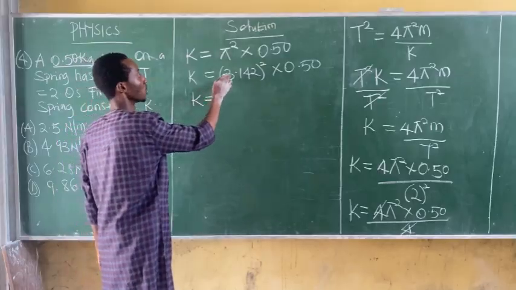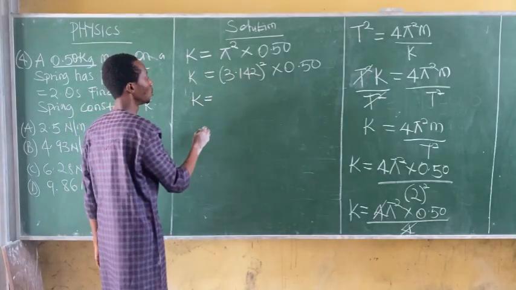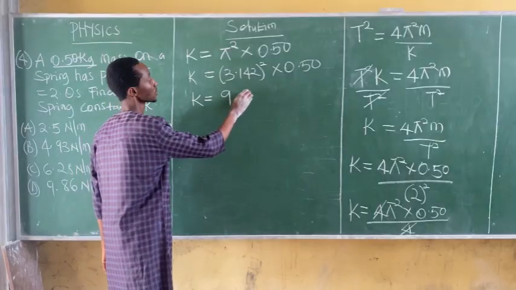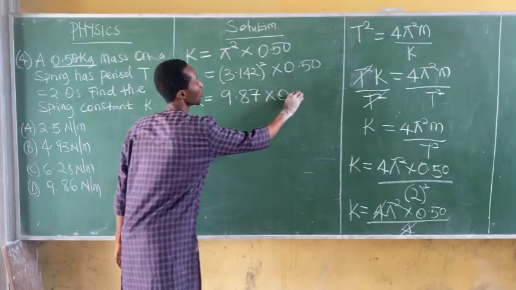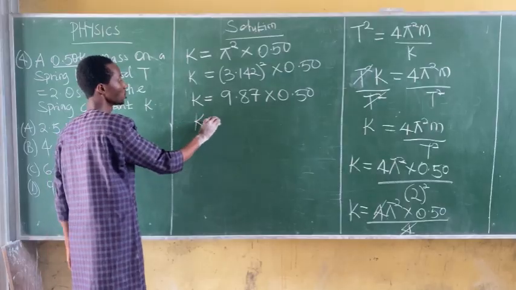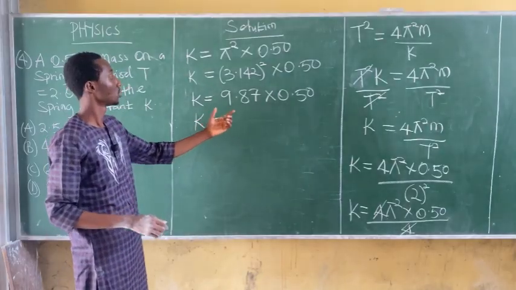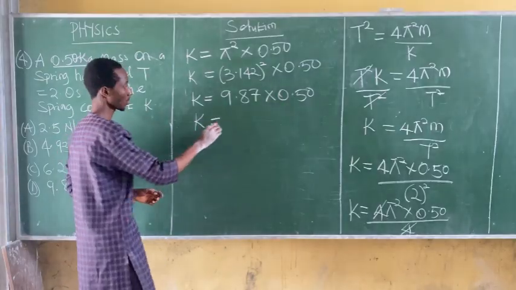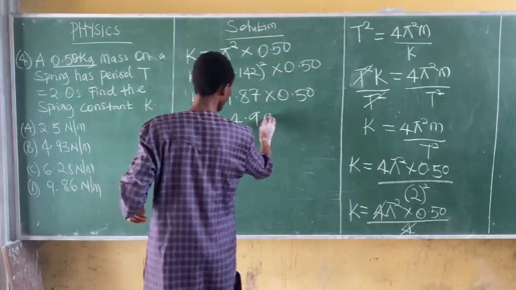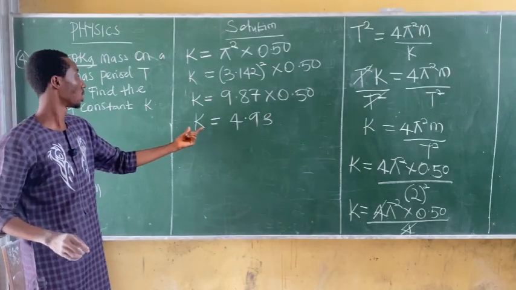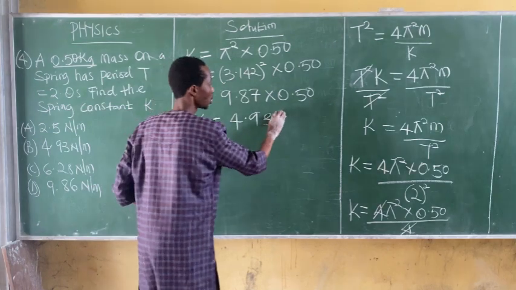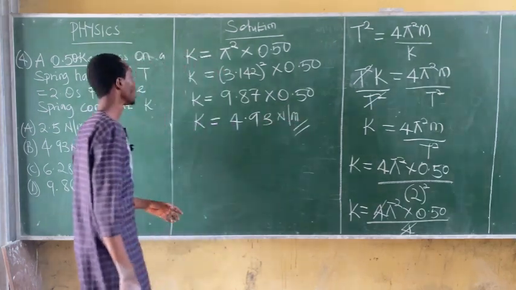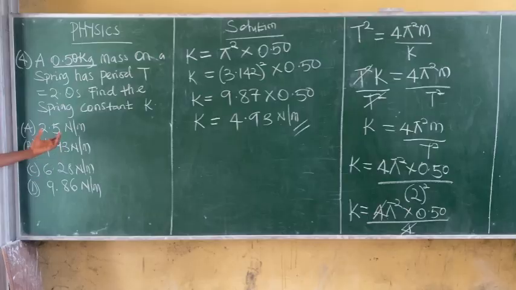K is equal to 3.142 squared, which will give us 9.87, times 0.50. K, which is the spring constant, is equal to 9.87 times 0.50. It will give us 4.93. Don't forget the unit for spring constant is Newton per meter. This is our final answer. Let's come to the options to pick the correct option. From the options here, the correct option is option B with 4.93 Newton per meter.